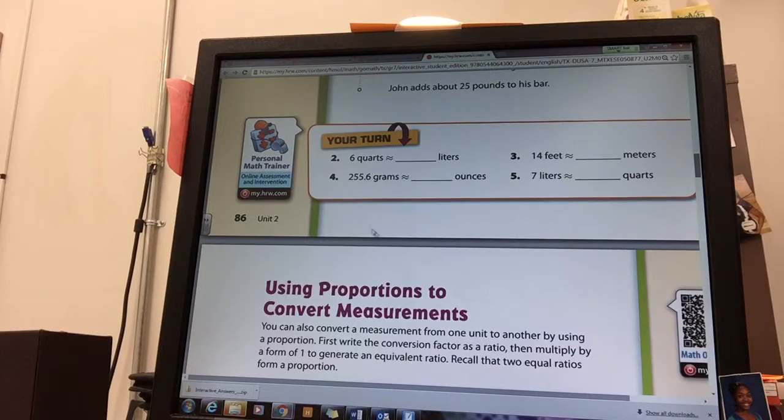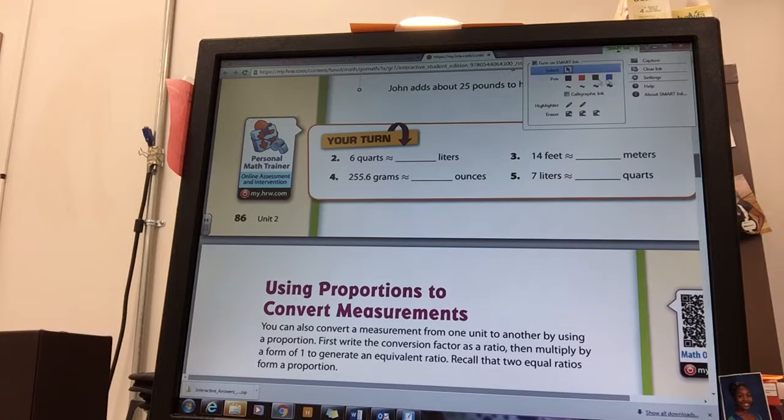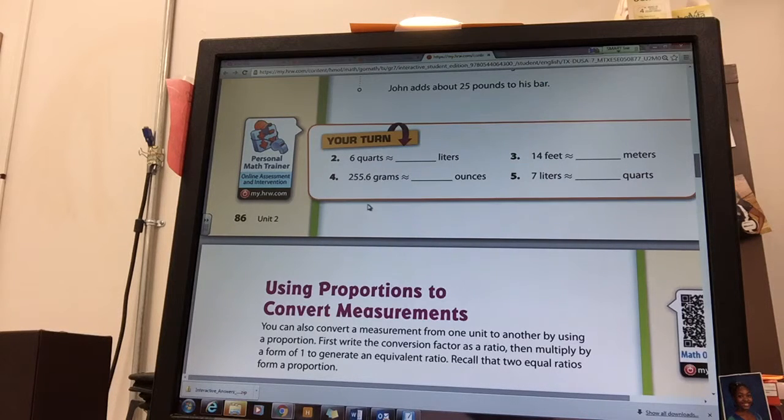All right, we're on page 86 still, and we're just going to look at example 2. So we have 6 quarts is equal to about how many liters? So I'm going quarts to liters. So I always start with my given. And my given this time was 6 quarts. I do include my units. And I'm going to stick that over 1 because it doesn't change the value. It's still equal to 6 quarts. I'm going to multiply it by my conversion factor.